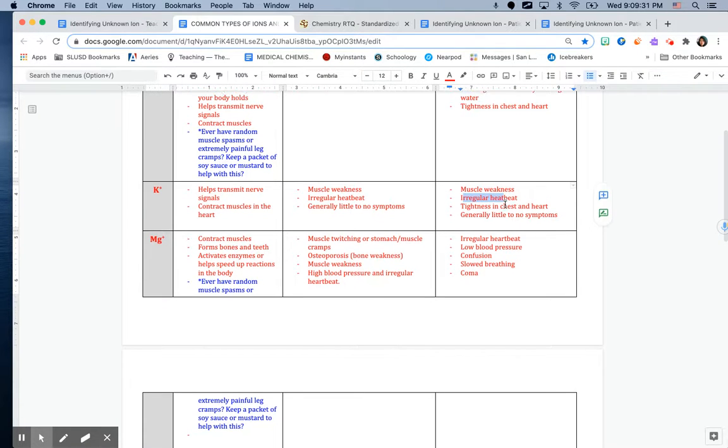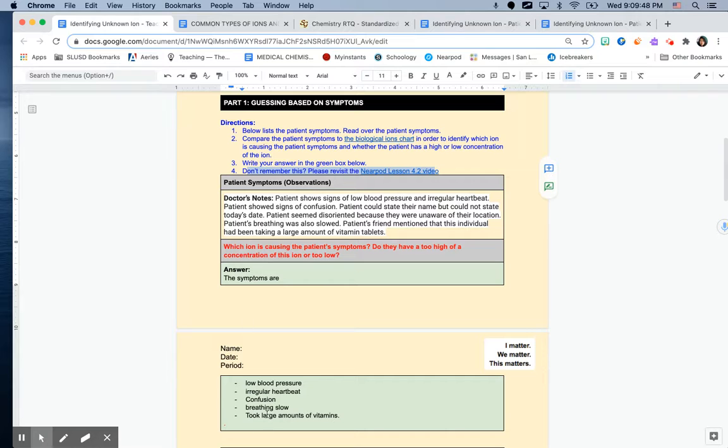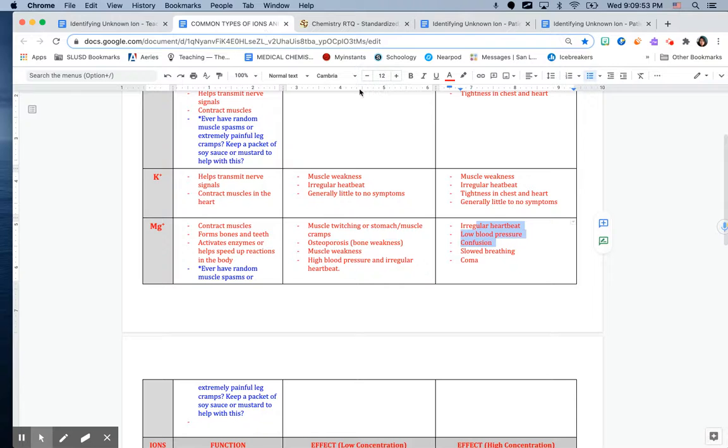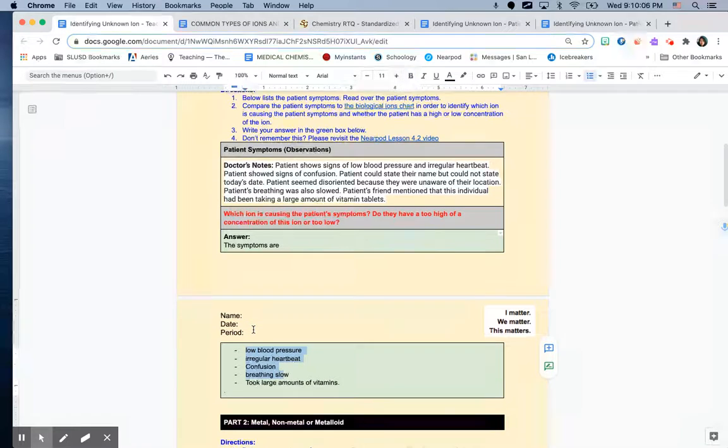Let's see if there are any that are better. Reading through this one, there's high blood pressure, no low blood pressure or irregular heartbeat. But if I look here, I see irregular heartbeat, low blood pressure, confusion, and slow breathing, which are very similar to the 4 symptoms that I've listed here. So my guess is that this patient might have a high concentration, or too much, of Mg, magnesium.